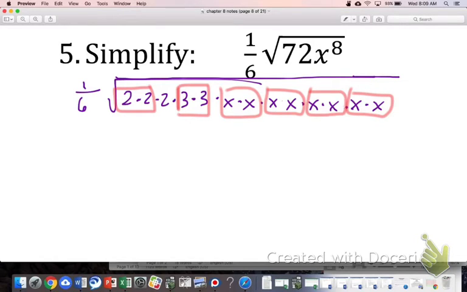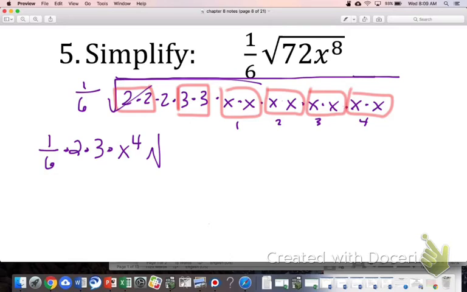Okay, so the 1/6 is still there. I'm not going to let that go anywhere. But if I've got 2 2s in the radical, when they come out, how many 2s are there? 1. There's 1 2. All right, so times 2. And then there's 2 3s. Those get to come out as a single 3. So times 3. And then aren't there 4 pairs of x's? Yes. 1, 2, 3, 4 pairs of x's. So that would be times x to the 4th. Remember, because each of those pairs comes out as a single x.